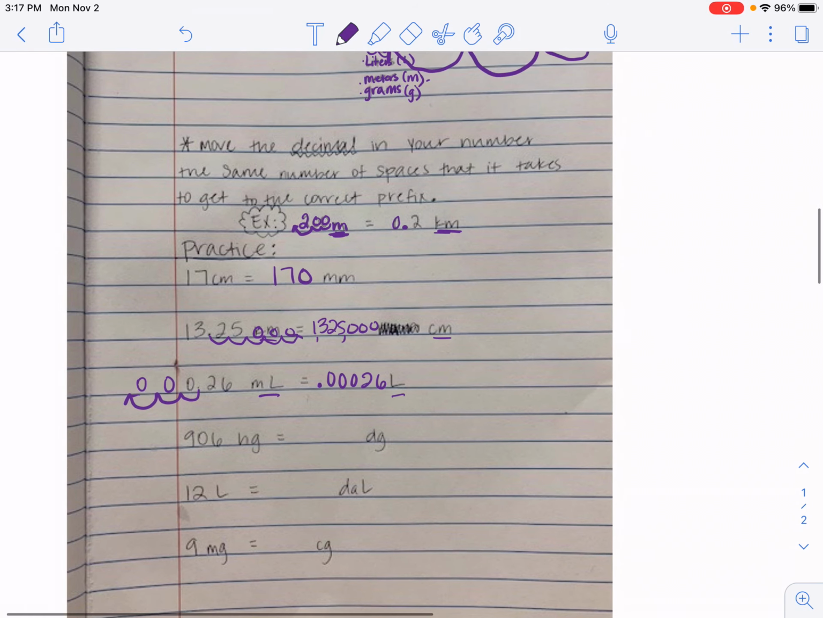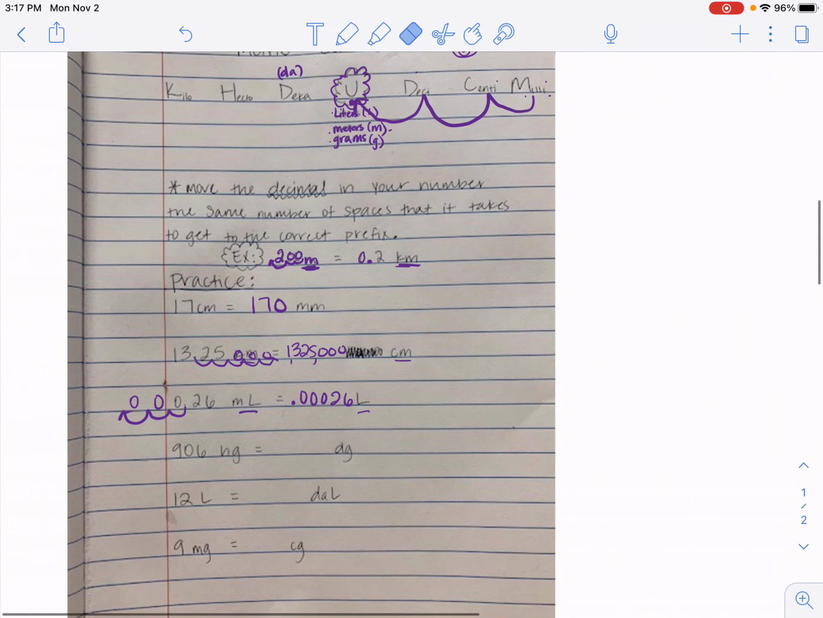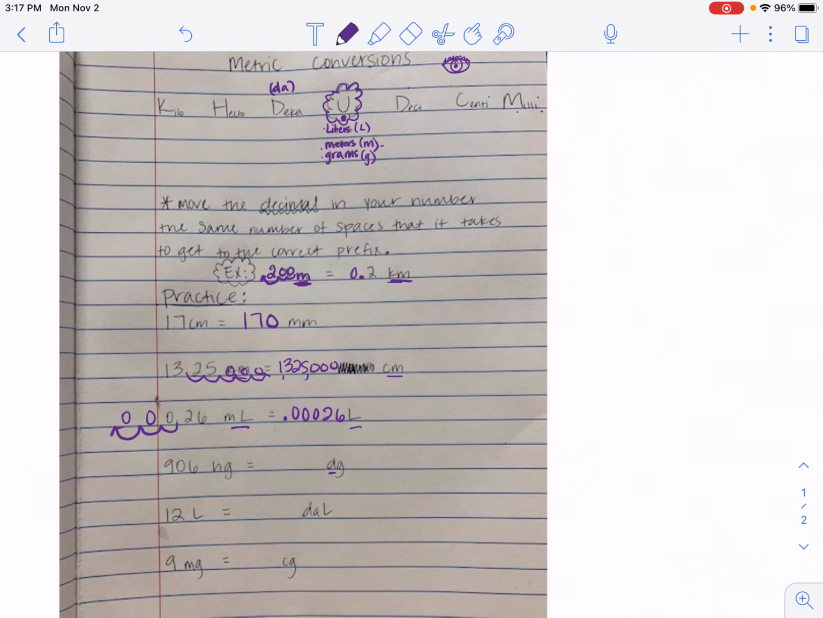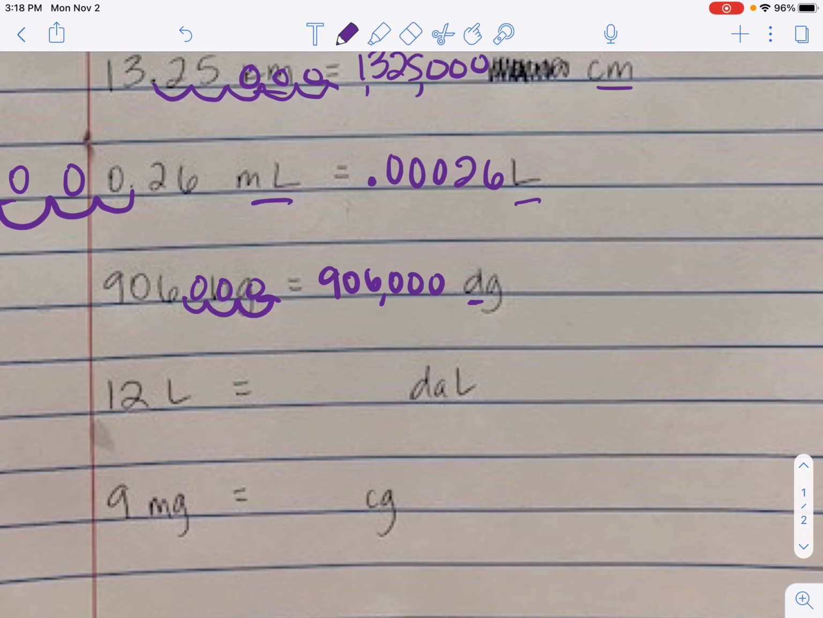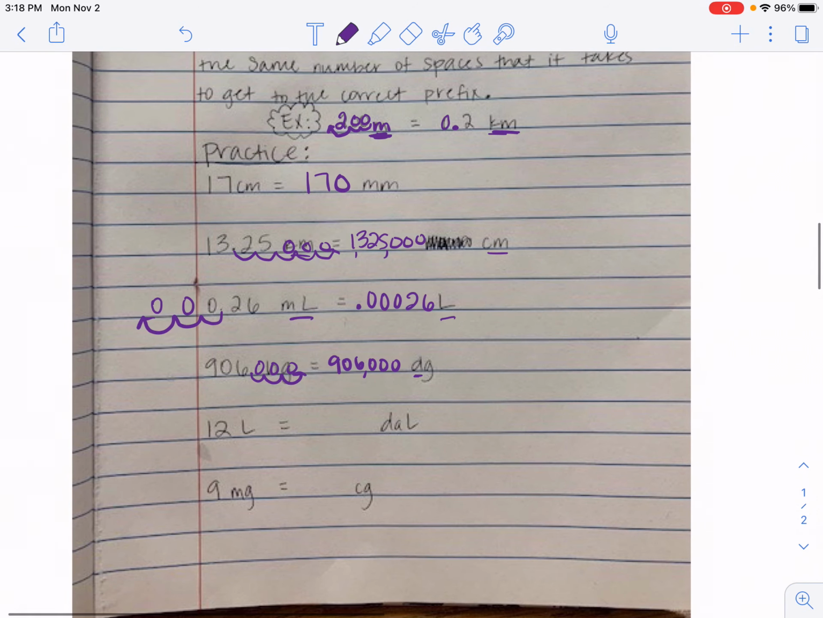All right, now I have hectograms and decigrams. So I'm going to see how many spaces I have to move to get from hecto to deci. Now remember, if it had an A in between the D and the G, it would be deca, but there's not one, so it's deci. So I'm going to go from hecto, I'm going to go 1, 2, 3 spaces to the right. So remember, my decimal's at the very end if I don't see it. So I'm going to go 1, 2, 3 spaces to the right. All right, so this is 906,000 decigrams.